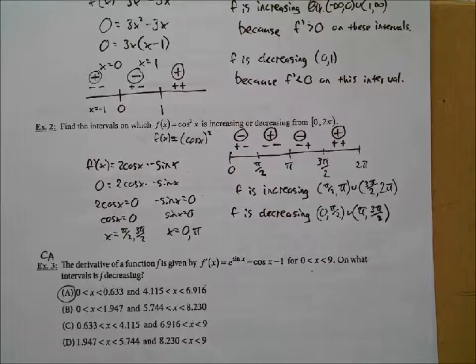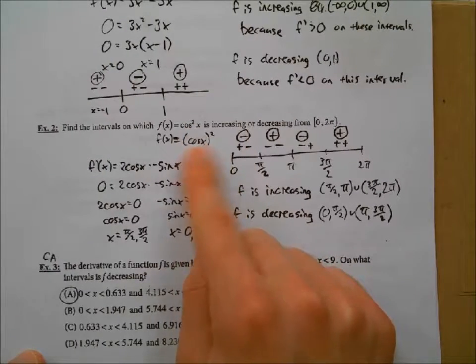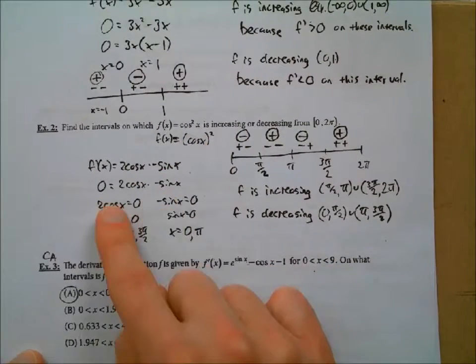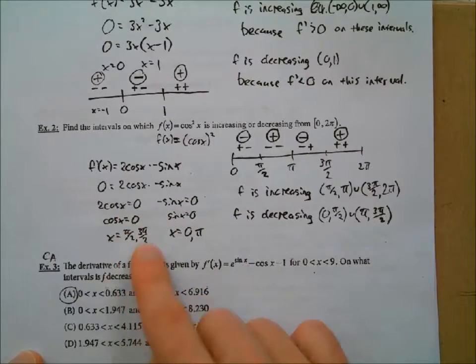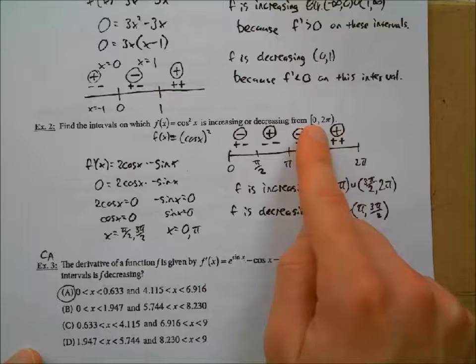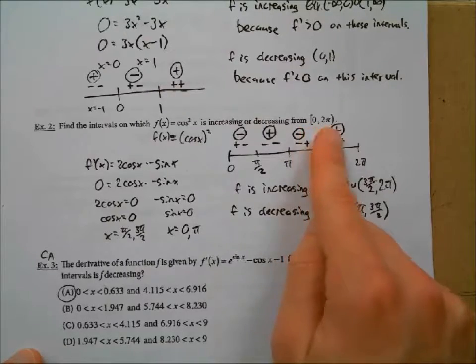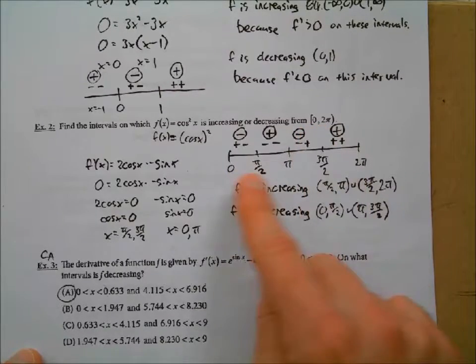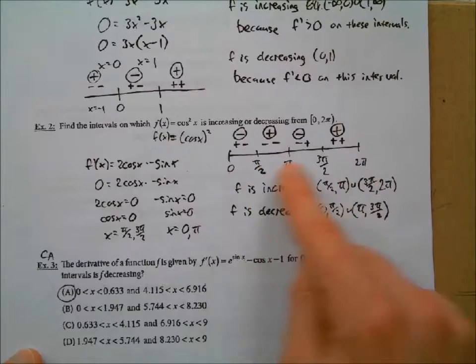All right, example 2, same situation here. Take the derivative, make sure you use a chain rule there, set it equal to 0, set each factor equal to 0, solve, and you get these values. The one little caveat here, or exception, is that we are on an interval from 0 to 2 pi, so I put 0 and 2 pi as the endpoints of my number line, and then put all the zeros or critical points in between there.